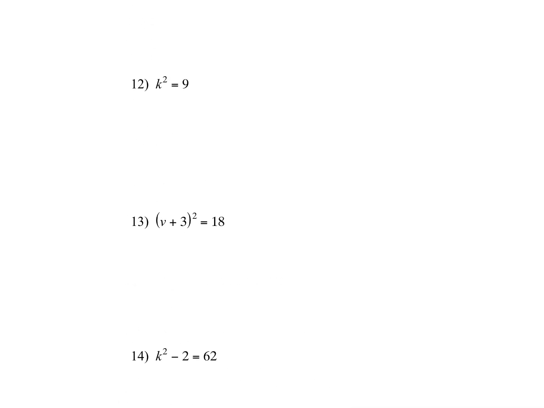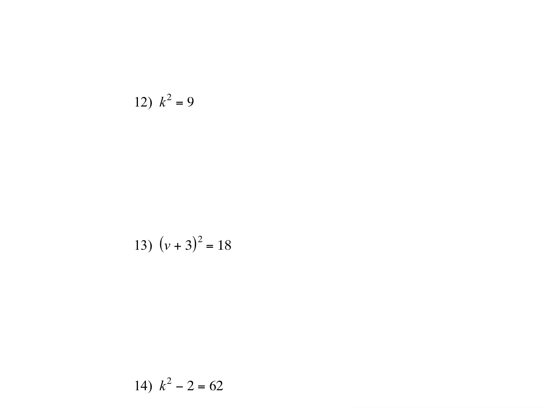All right, let's keep going. Number 12 should be a super easy one. The squared term is already by itself. The only thing you have to do is square root both sides. So we get k equals plus or minus the square root of 9, but the square root of 9 is 3. So this one's just k equals plus or minus 3. Nothing special going on there.